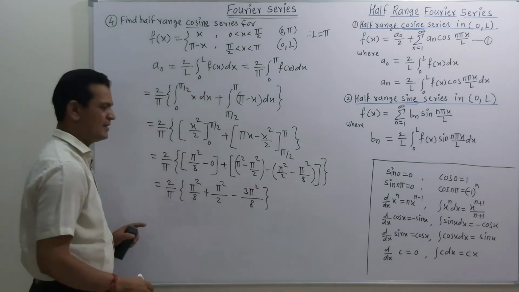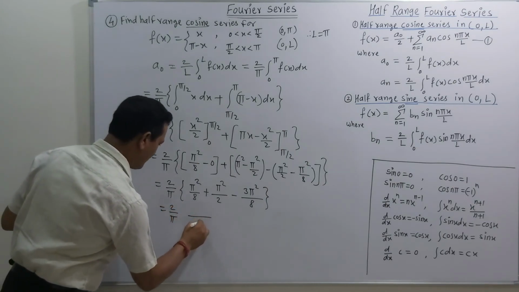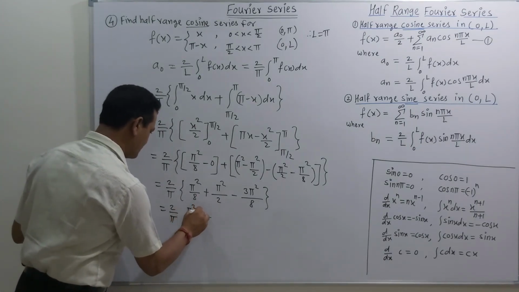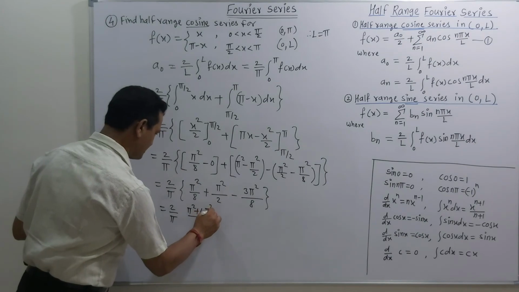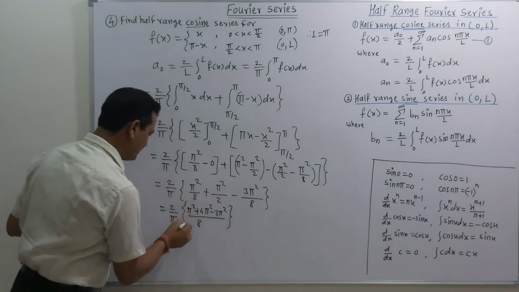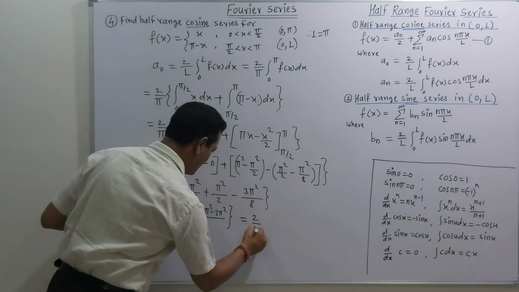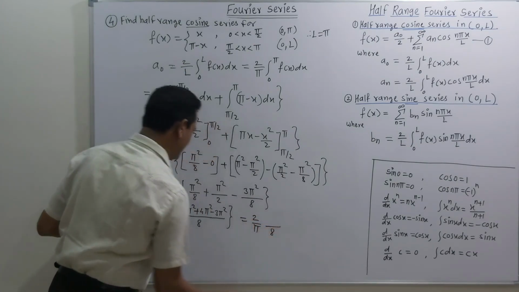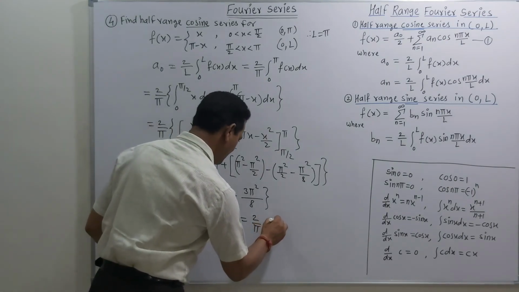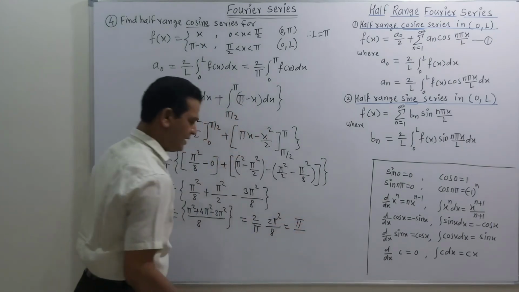This is a simple substitution. After putting in this value, we write 2 upon pi as it is, with the common denominator 8. Then we write pi square plus 4 pi square minus 3 pi square. So if we take 1 upon 8 common, we can easily write this as 2 upon pi divided by 8, then 4 plus 1 is 5, minus 3. We get 2 pi square. If we simplify this, pi will get cancelled and 2 over 8 gives 1 over 4.